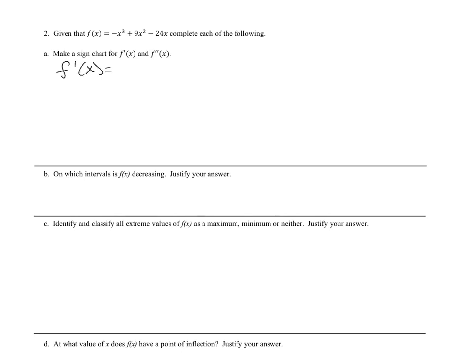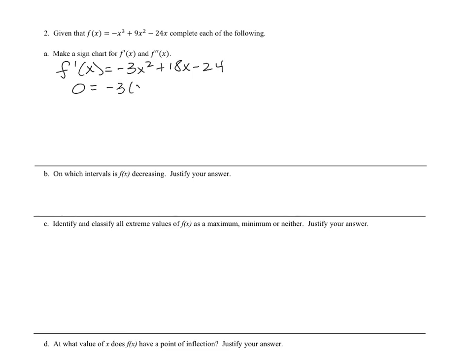All right, in order to make the sign charts, I first have to determine when f prime of x is equal to 0 and when f double prime of x is equal to 0. And in order to do that, I need to find f prime of x and f double prime of x. So as a reminder, to take the derivative of f, I'm going to get -3x squared plus 18x minus 24. I want to find the critical values so I can make a sign chart. So I'm going to set this equal to 0.